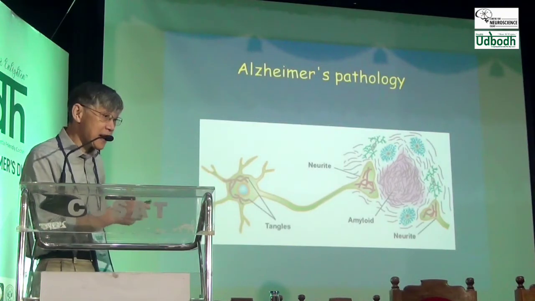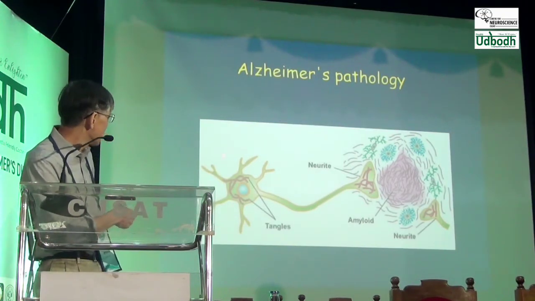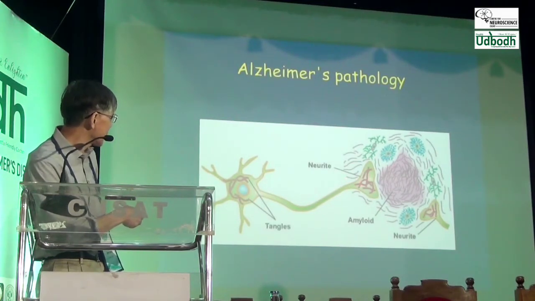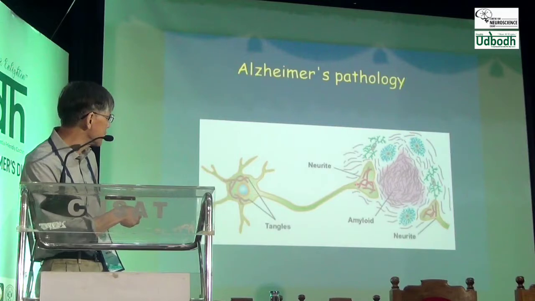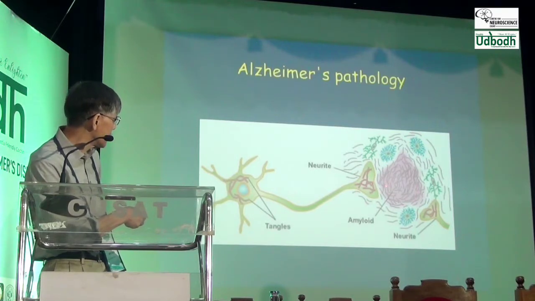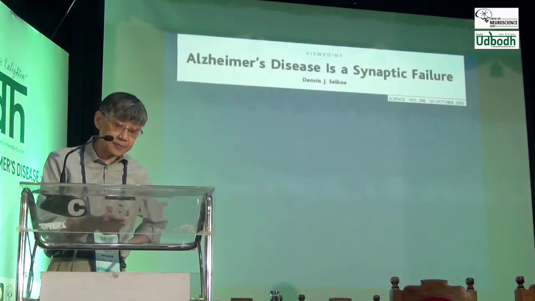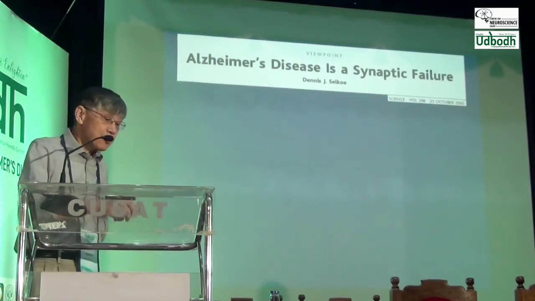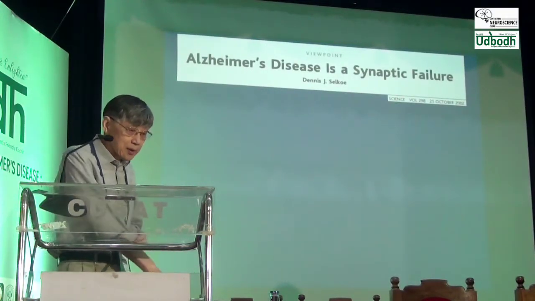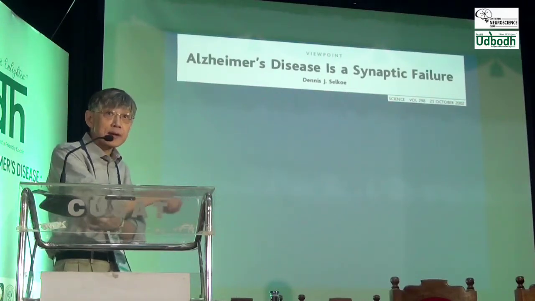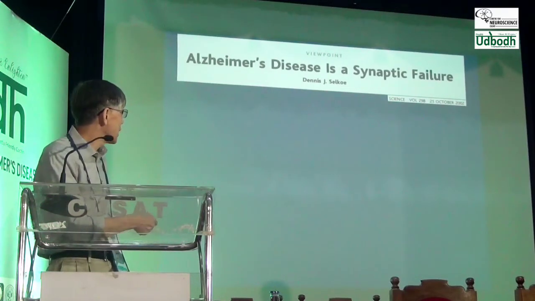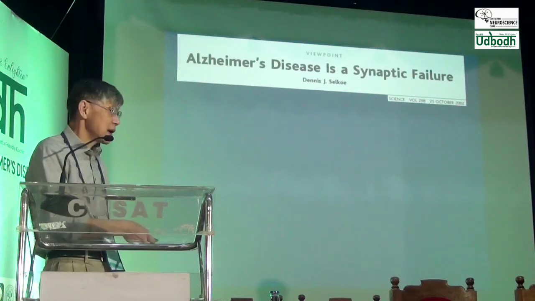And then schematically, this is what we see. We have the tangles in the neurons, and the tangles could also be in the distal neurites of the neurons, extracellular amyloid, and then reactive astrocytes and reactive microglia.